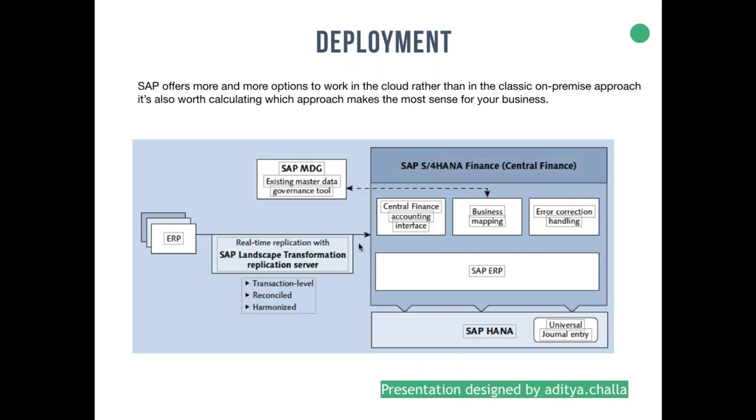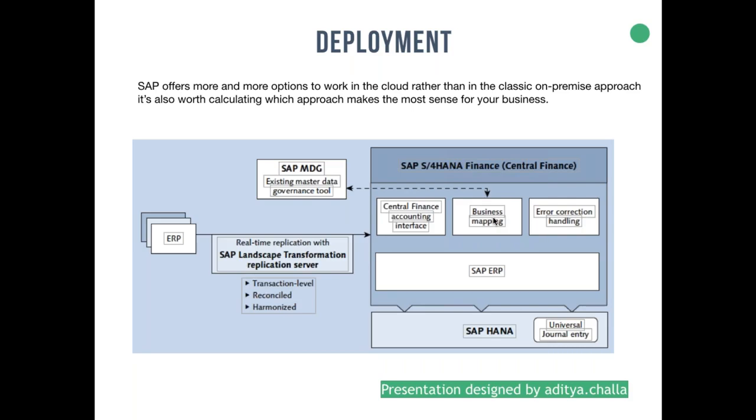In a normal scenario in S4 HANA finance without central finance, we don't require master data governance in all cases. But when you come to the central finance application, the existing master data governance tool has been updated in business mapping. That means once the data is replicated, the central finance accounting interface will come into the picture. Then when we are talking about business mapping, that means the implementation, we are going to use master data governance to centralize all the functionalities.